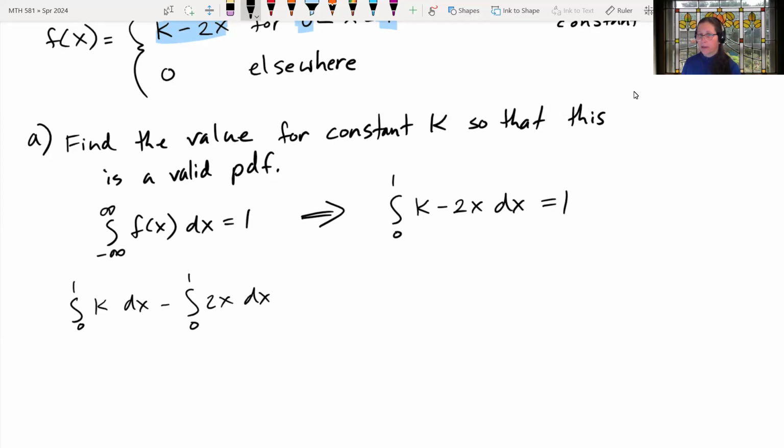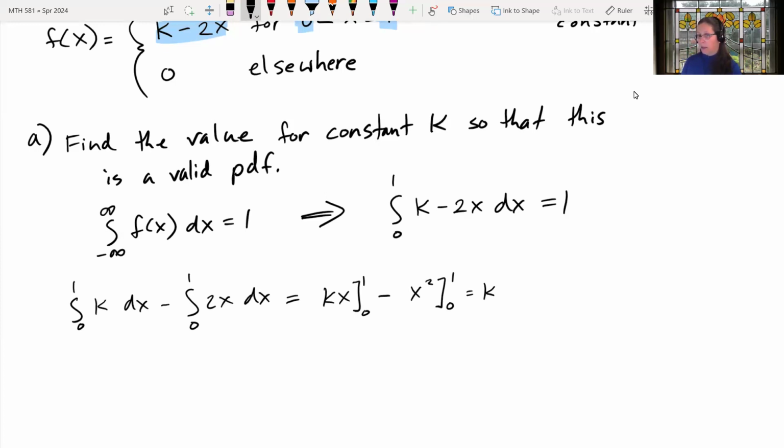And there's different ways that you can go about that, but this is just a really quick way to do that. So what do we get here? This first piece in here would be kx, with the bounds from 0 to 1, minus, and then our 2 would cancel when we take our 2 out in front. So we would get just x squared from 0 to 1. When we plug in x equals 0, we would just get 0. So really this comes down to just k when we're plugging in for 1. So this is just equal to k.